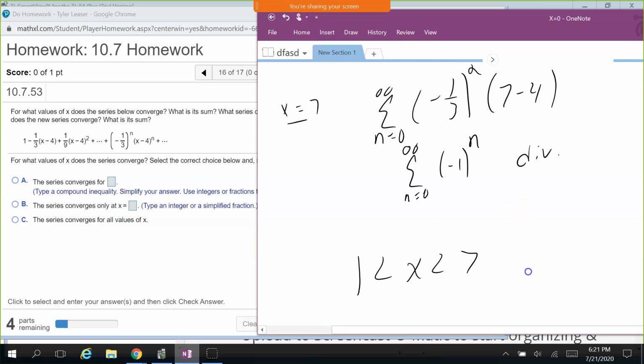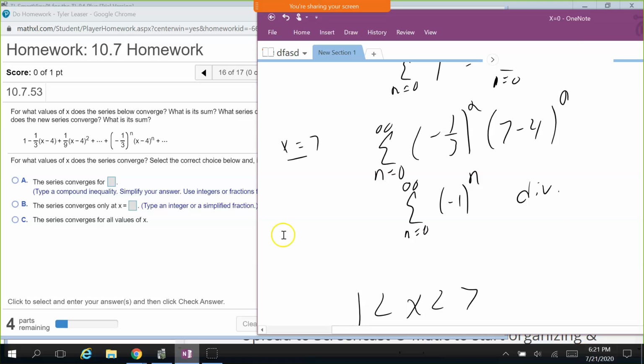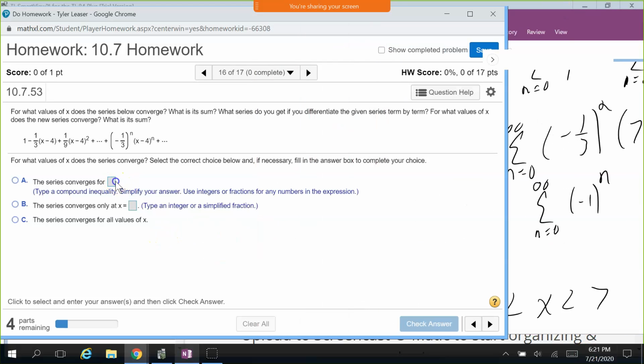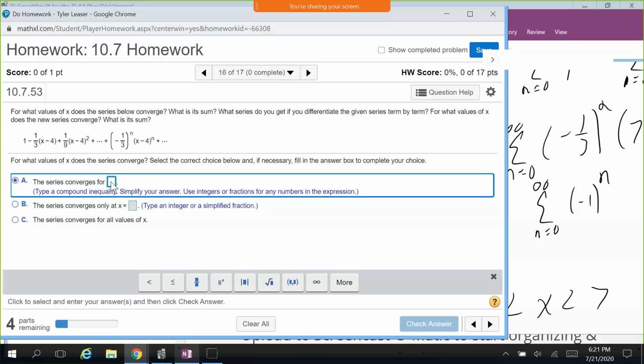Just the inequality 1 less than x less than 7. So if I go over to the homework here, the series converges in a compound inequality 1 less than x less than 7.